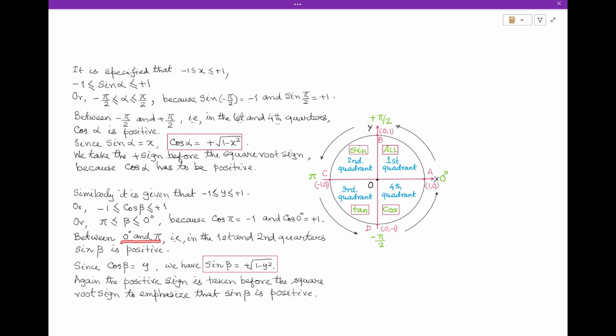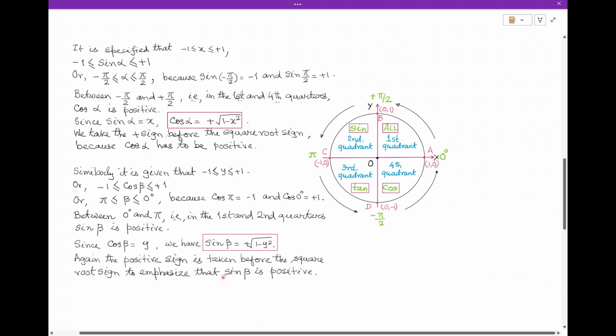Between 0 degrees and pi, that is in the first and second quadrants, sin beta is positive. That is from 0 to pi, from here to here. This covers the first quadrant and the second quadrant. In the first quadrant, all are positive. In the second quadrant, only sine is positive. Therefore, in these two quadrants, sine is always positive. So, between 0 and pi, sin beta is always positive. Because cos beta is equal to y, we have sin beta is equal to the square root of 1 minus y square. We have put the positive sign here to emphasize that sin beta is positive.